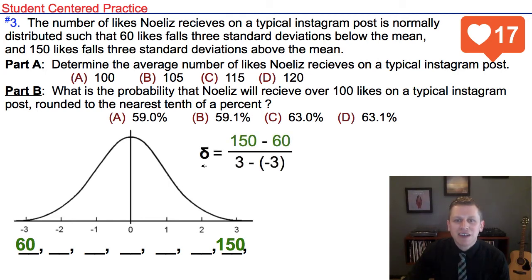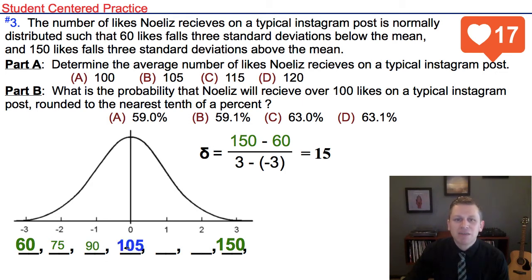Simply take the two values and subtract them, and subtract their position on the sequence. When I do this, I find that a standard deviation is 15. Now I can use this information to find the other values in the sequence. 60 plus 15 is 75, 75 plus 15 is 90, and finally I can find the average here.